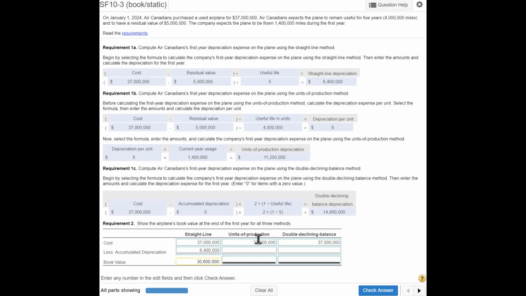For the units of production method, we go up here for our depreciation. In the first year, we got 11,200,000. Copy, paste. We subtract that, and we get 25,800,000. And for double declining balance, we got $14,800,000 of depreciation in the first year. We subtract that from 37 million, and we get 22 million, 200,000. So 22,200,000.